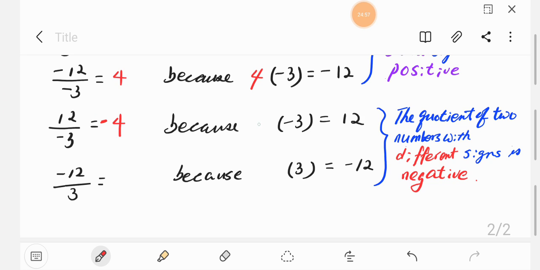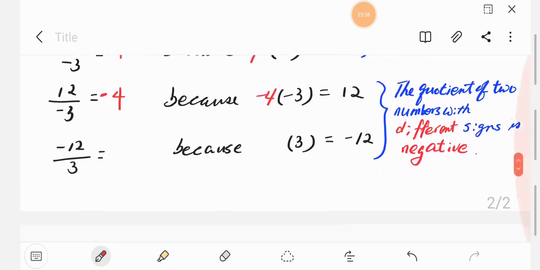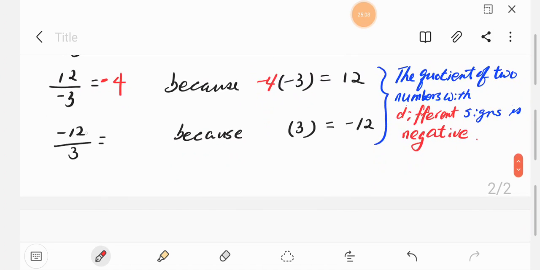So negative 4 times negative 3 is positive 12. The quotient is 12, right? Let's try the next one. Negative 12 divided by 3. So 3 times what becomes negative 12? It's got to be negative 4, right? So negative 12 divided by 3 is negative 4, because 3 times 4 is 12. So negative 4 times 3 is negative 12.